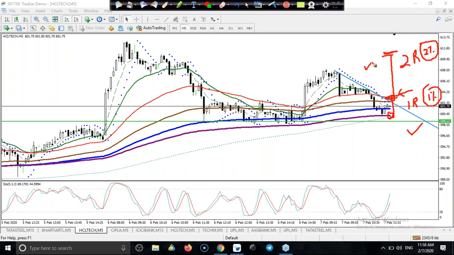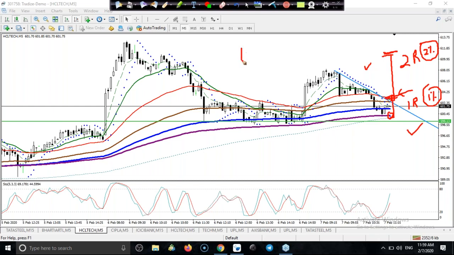How big your account is doesn't matter. If you have 5,000, think about R or percentage. If you have 1 lakh, think about R percentage. How many percent do you want to earn? If you have 10 lakhs, just think about R percentage. Don't think, I have 1 lakh and I want to earn 5,000 or 10,000 in a day. Don't think like that. Think about how many percent you want to earn.